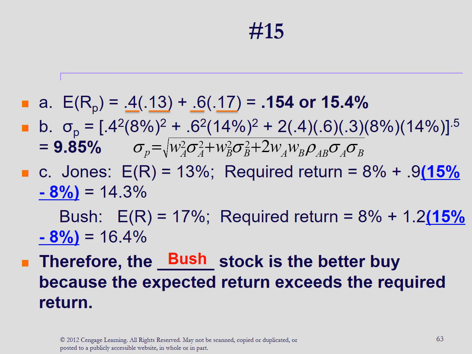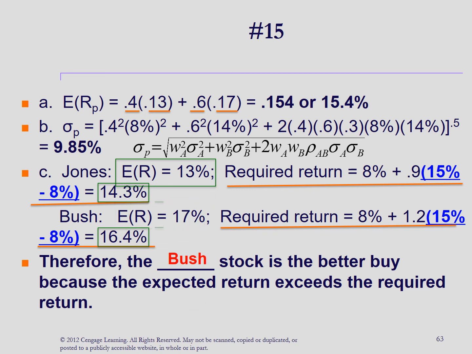C. We first apply the security market line to calculate the required rate of return in equilibrium for Jones Trucking and Bush Steel Mill. We then compare the required rate of return in equilibrium for Jones Trucking and Bush Steel Mill with the expected return from the market. We conclude that the Bush Steel Mill is a better buy because the expected return 17% exceeds the required return in equilibrium 16.4%.